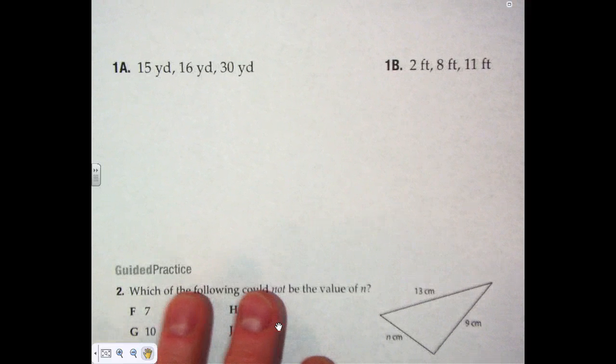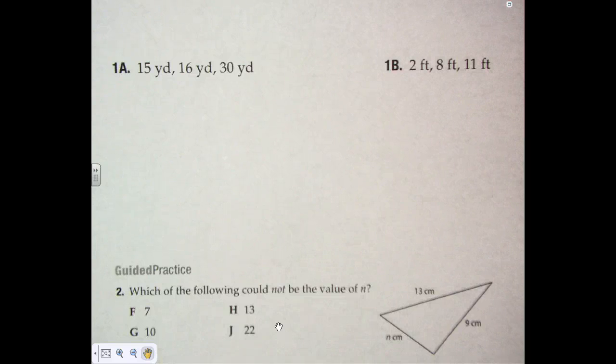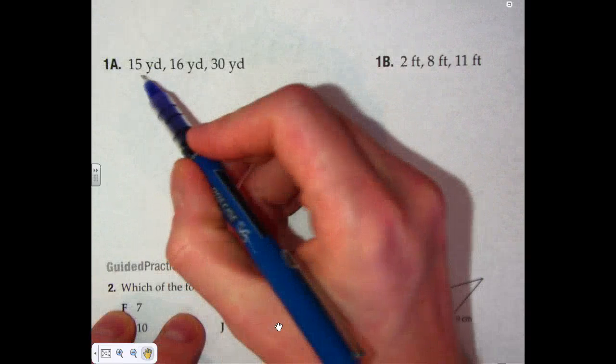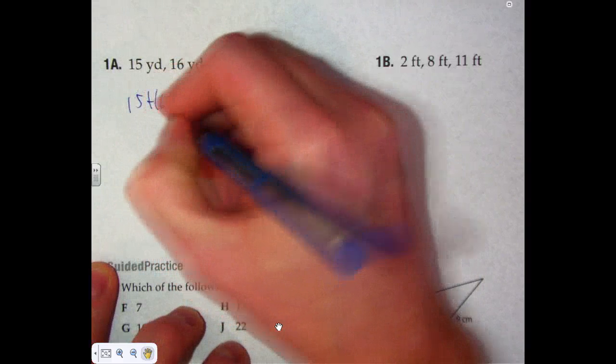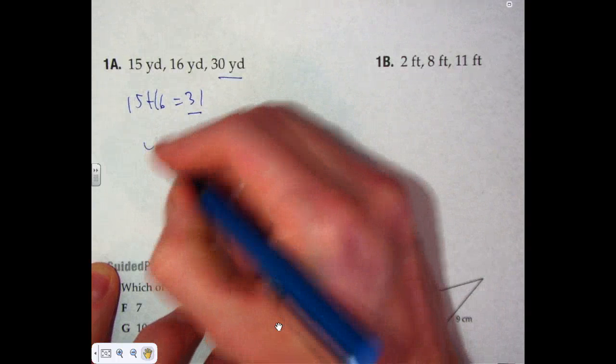First, example 1A out of the textbook, they want to know, is this triangle possible with these three sides of 15, 16, and 30? You can do all three sides and all three different combinations and pairs, but really all you need to look at is the two shortest sides. Because if the two shortest sides can't add up to make the third side, it doesn't matter what you add together, because that's your pair you're concerned with. So in our case, the two smallest sides are 15 and 16. If you add 15 and 16 together, you get 31. Hey, 31 is more than 30, so yes.